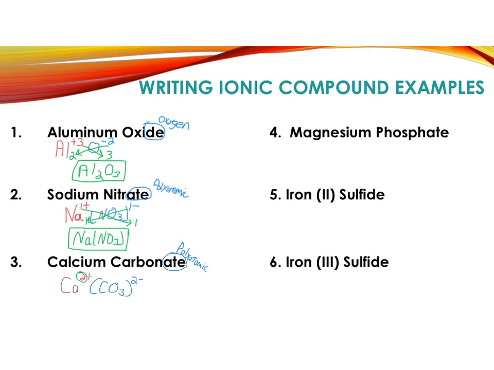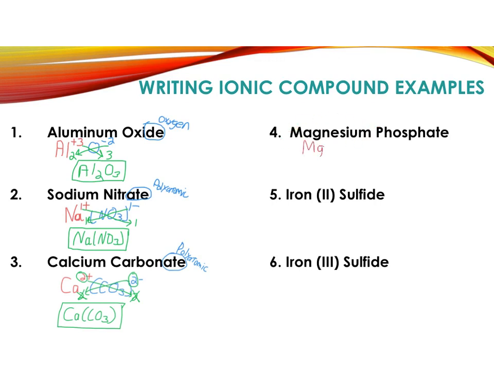I take those numbers, those 2's, not the signs, I crisscross them. And then since they're both 2's, I reduce them to both be 1's. And I get CaCO3 as my answer. Again, I like to keep the polyatomic ions in parentheses to remember that I have them, but a lot of times you will not see those parentheses around a polyatomic ion if there's only one of them.